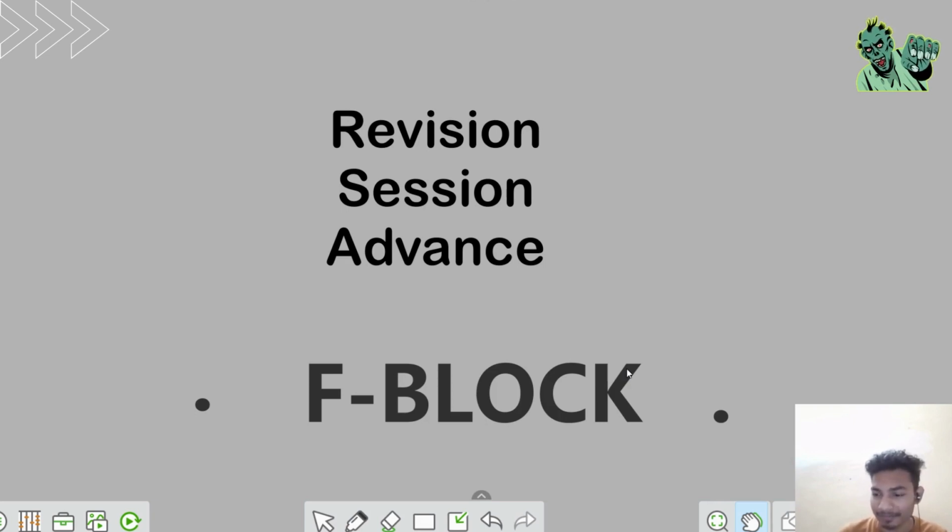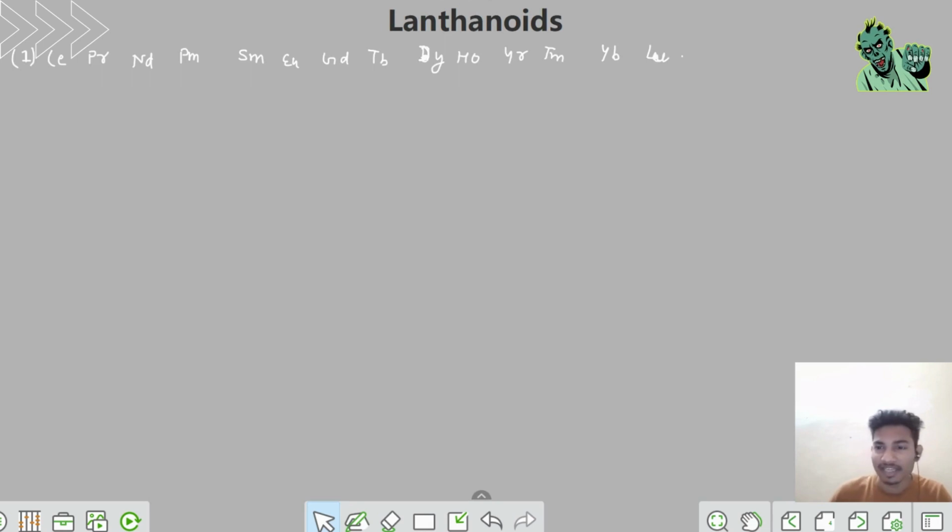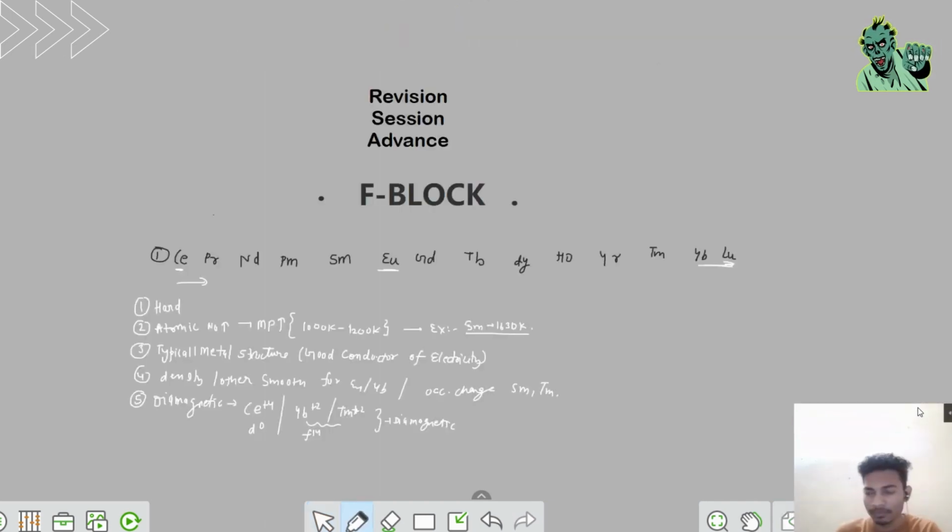Let's start the discussion with the lanthanoids. As we know, there are 14 elements in the lanthanoid series, and the first one is cerium and the last one is lutetium. Let's start with PYQs first, but for that, let's discuss some basic things. Here they are, the lanthanoids.